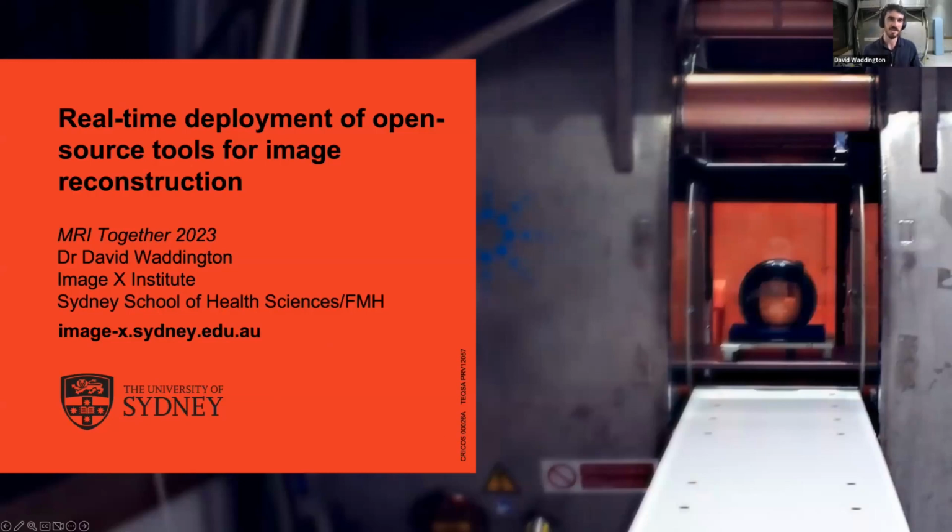So I'm going to talk to you today about some of our work integrating some tools for real-time use, in particular open source tools with some image reconstruction work, but also a little bit further from that, looking at acquisition and quality assurance and things like that as well.